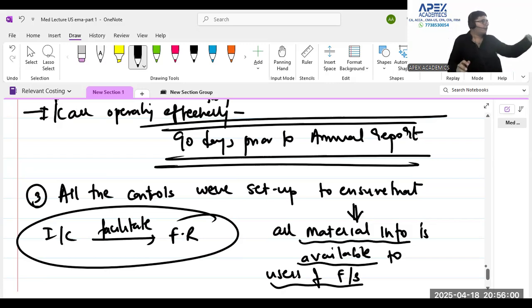Sir, internal controls are such that the financial reporting in the company can happen comfortably. Can happen comfortably without any problems, without any risks.